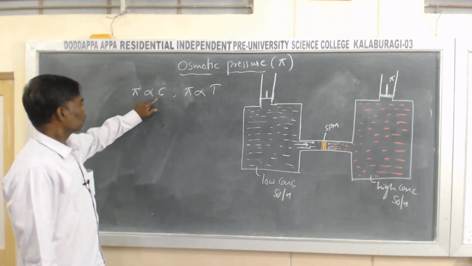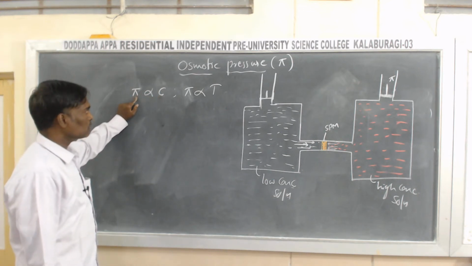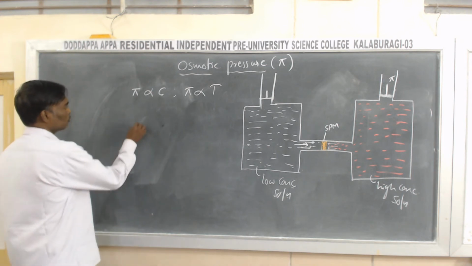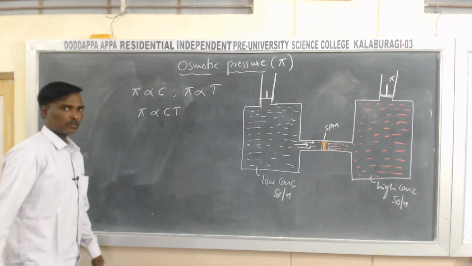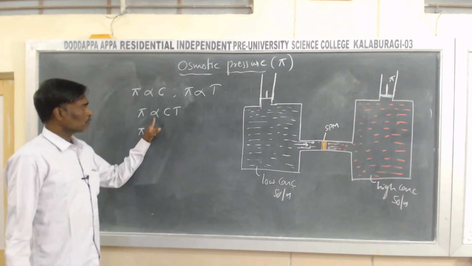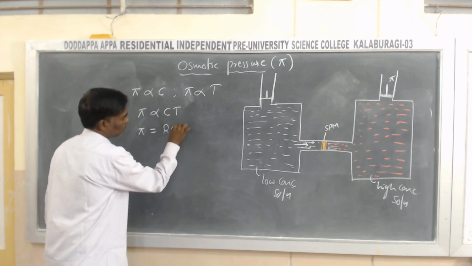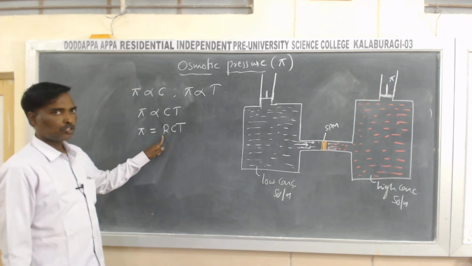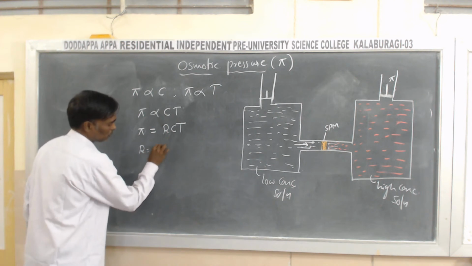So if you increase the concentration, then osmotic pressure increases, and if you increase the temperature, osmotic pressure also increases. Overall, we write pi is directly proportional to C into T, or removing the proportionality sign, pi is equal to R into C into T, where R is defined as the solution constant.